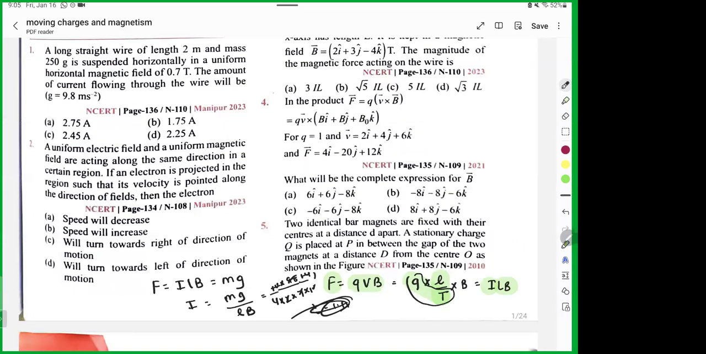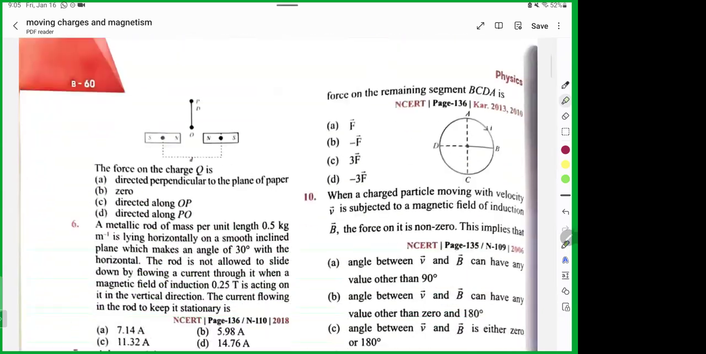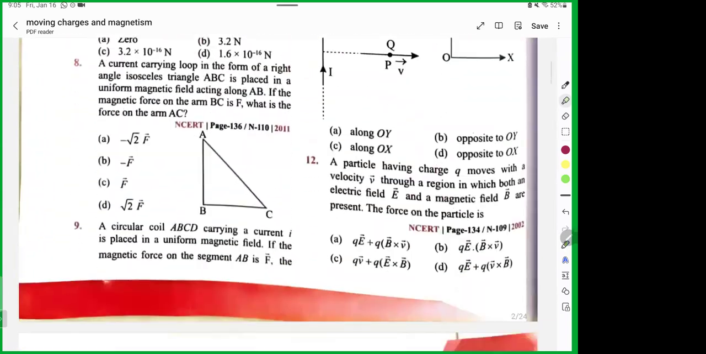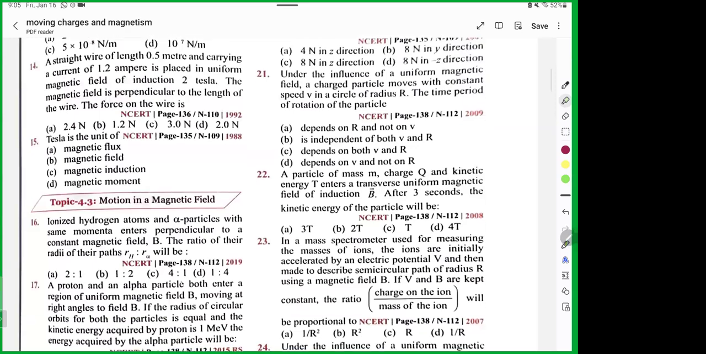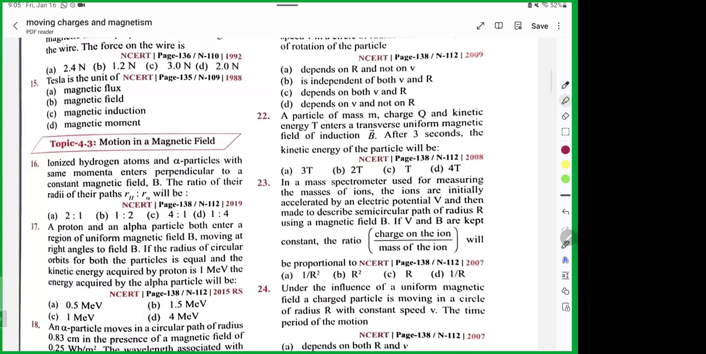We are doing question 1.7, sir. Yes, option B. Option B, 1.7. I think everybody got this answer? Solve this question, 16th.